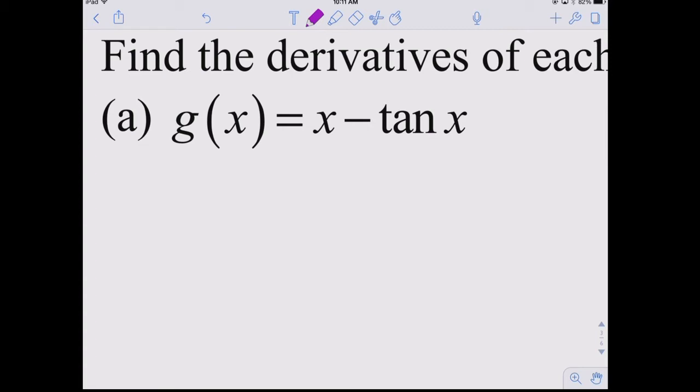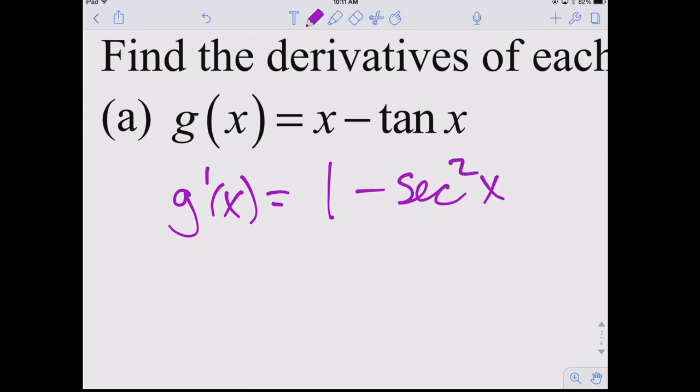What's the derivative of the left side? Don't forget the left side. g prime of x. You'd hate to lose points for the easy part. What's the derivative of x? 1. Minus, what's the derivative of tangent? It becomes secant squared, right. So because it's minus tangent, it becomes minus secant squared.